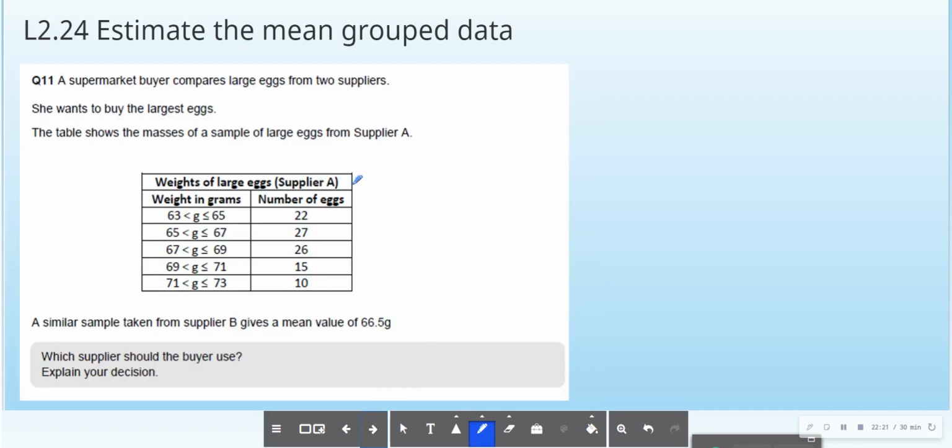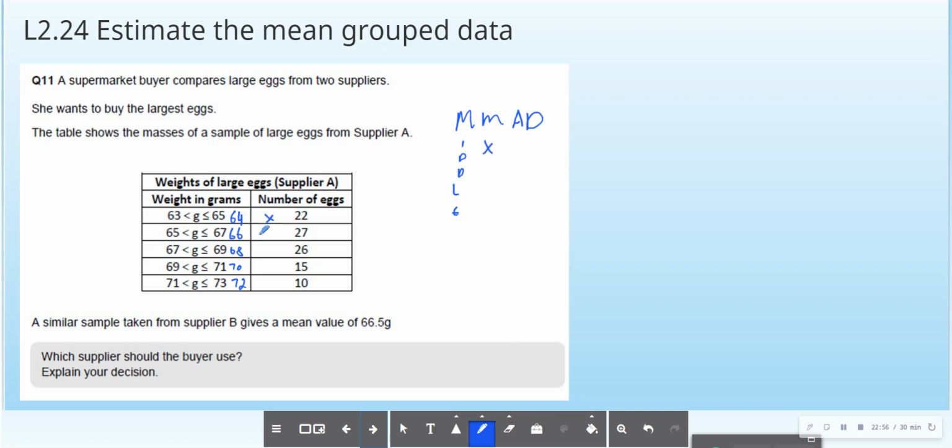The mean of a group on a group table. As soon as you see this image, you know you are doing mean from a group table. You don't have to read the question. You should know how to do this. So it's 4 steps: M, M, A, and D. M is for middle. So you find the middle of these two numbers. Between 63 and 65, 64. Between 65 and 67, 66. Between 67 and 69, 68. 69 and 71, 70. 71 and 73, 72. So that's the middle.